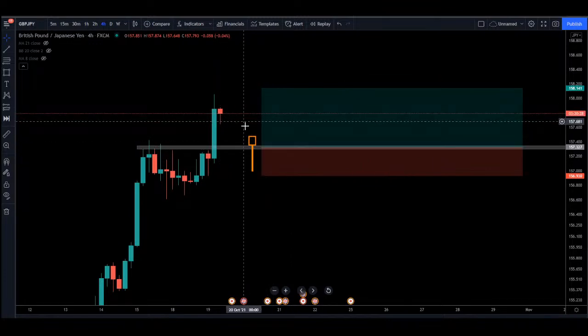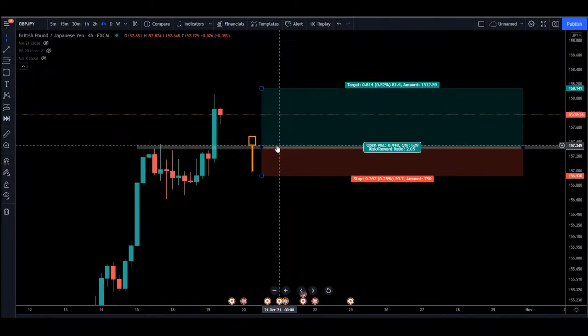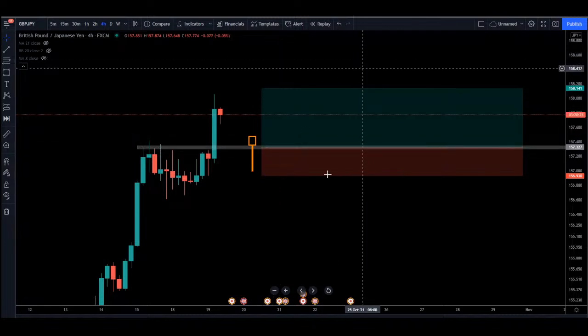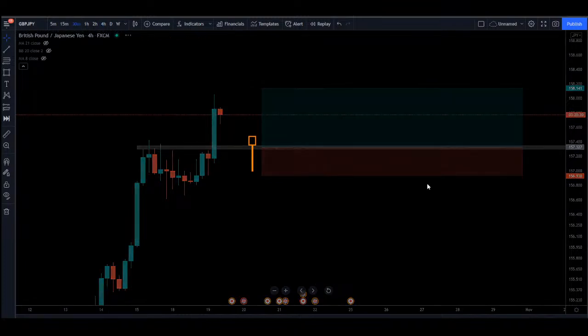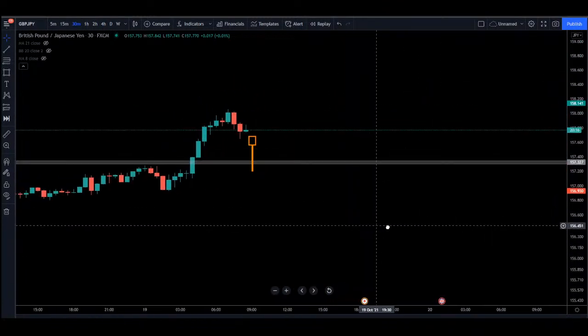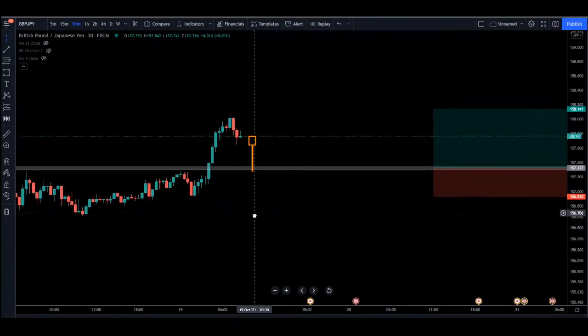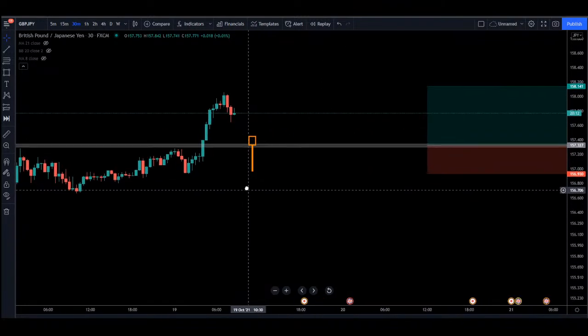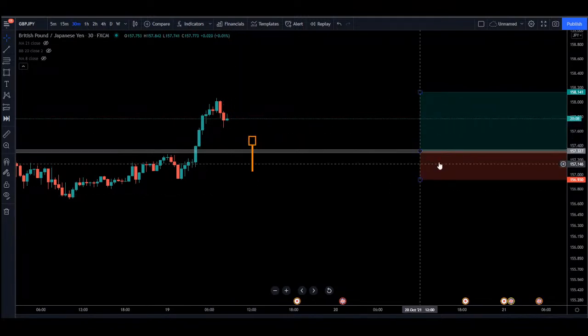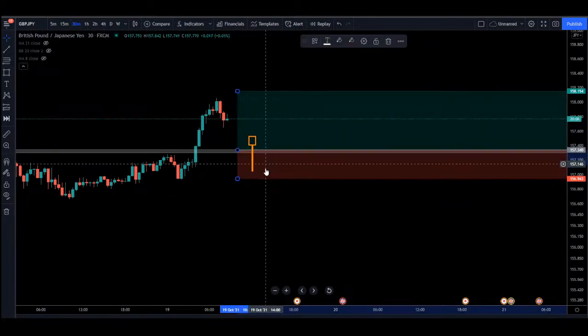I'm waiting for the price to come down, create a rejection, and then I'm gonna go long. Okay, that's what I'm gonna do here. In the 30-minute time frame, it looks like that. Look at the 30-minute time frame. You see? So I just wanna wait until something like this happens in the 30-minute time frame, right?